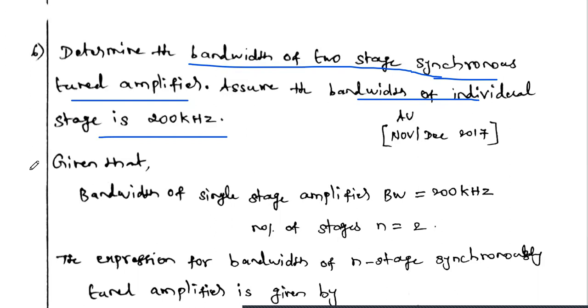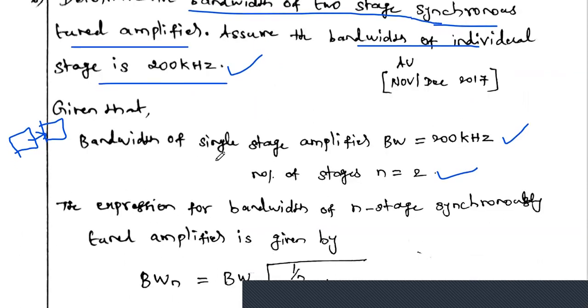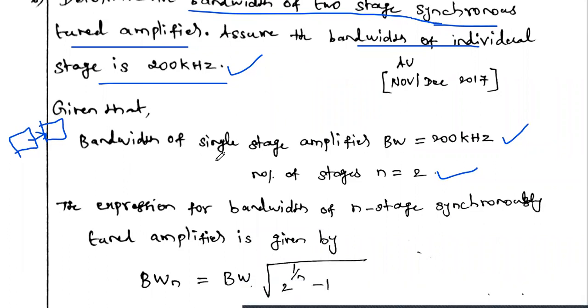What is meant by a synchronous tuned amplifier? Identical tuned amplifiers connected in cascade is called a synchronous tuned amplifier. So here we have to find the bandwidth of a two-stage amplifier. The number of stages n is given as 2, and each stage has a bandwidth of 200 kilohertz. So the bandwidth of a single-stage amplifier is 200 kilohertz.